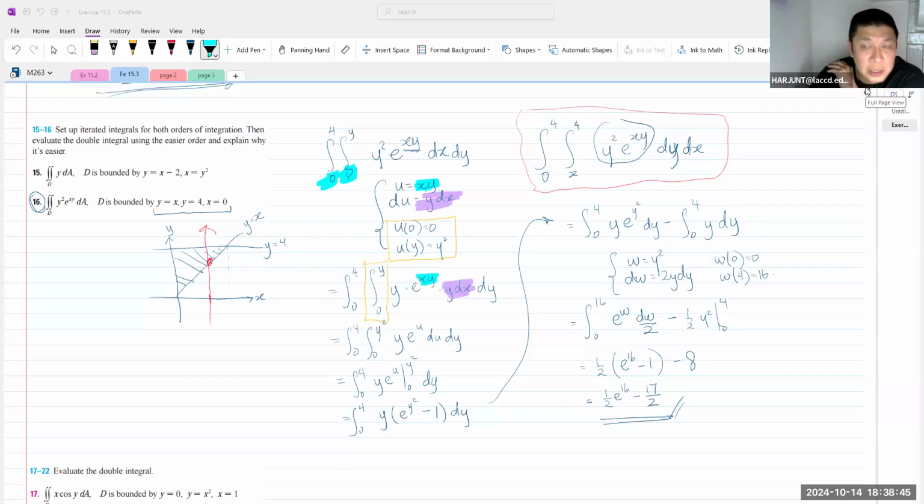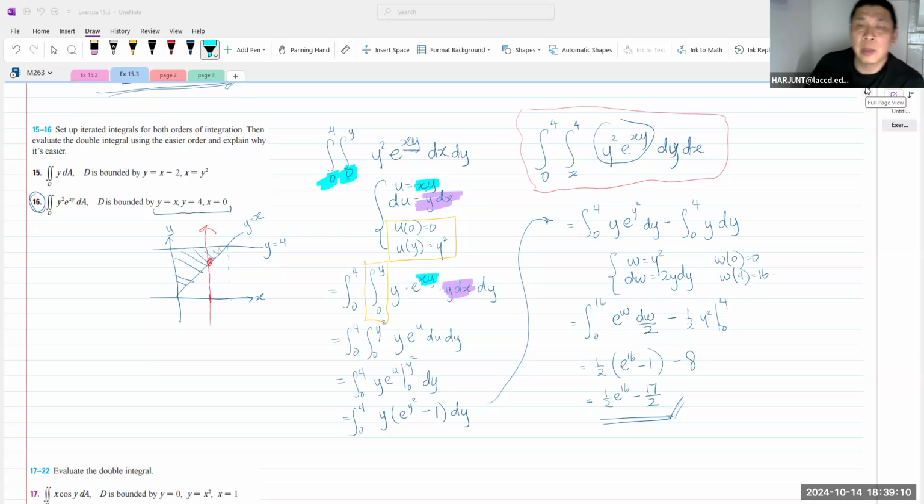That's for number 16. Any question? From this point, you see the importance of observing the order of integrations. That's actually one of the techniques. Sometimes both ways are okay. Sometimes one of them is easier. So if you get stuck in one order, try to think another way.